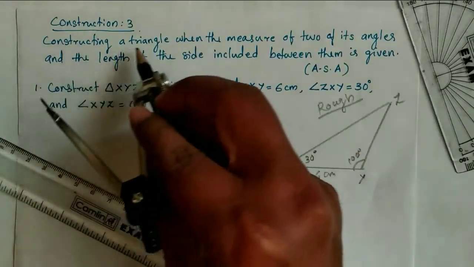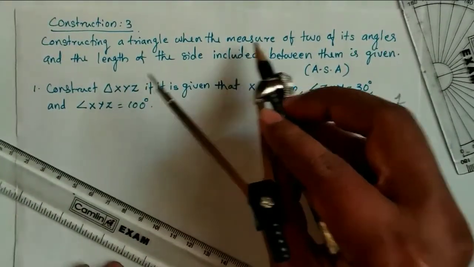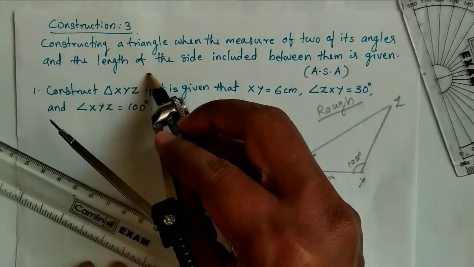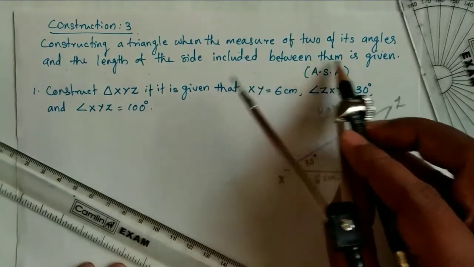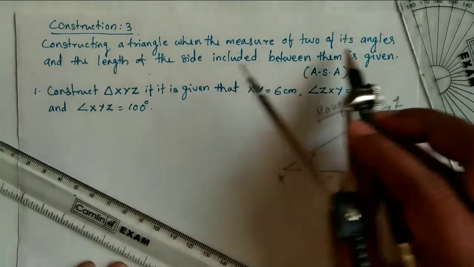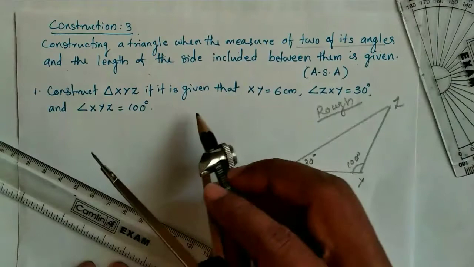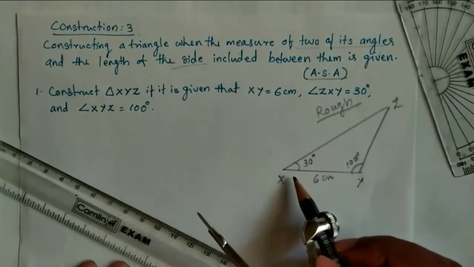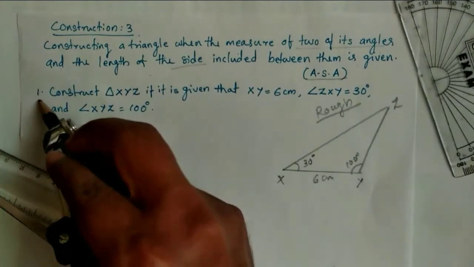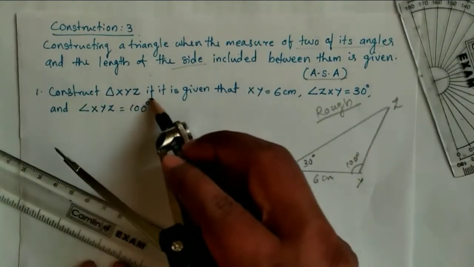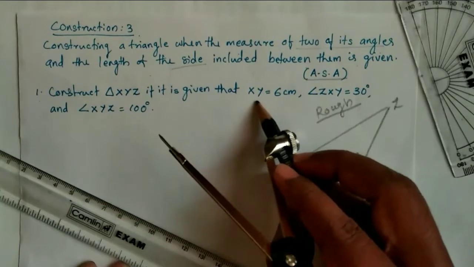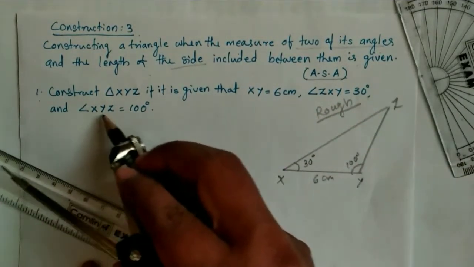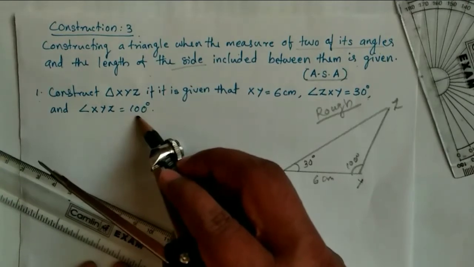Then construction number 3, constructing a triangle when the measure of two of its angles and the length of the side included between them is given, that is ASA. Two angles are given and the length of one side is also given, ASA. So we have a question: construct triangle XYZ if it is given that XY is equal to 6 centimeter, angle ZXY equal to 30 degrees, and angle XYZ equal to 100 degrees.